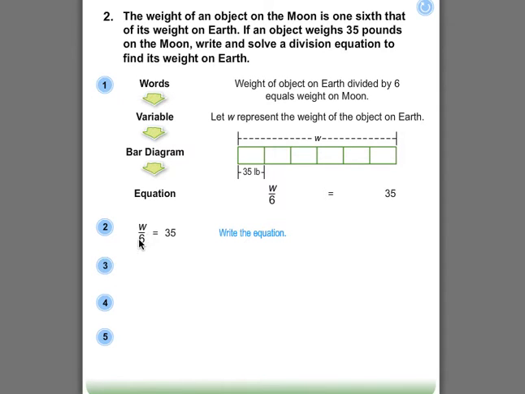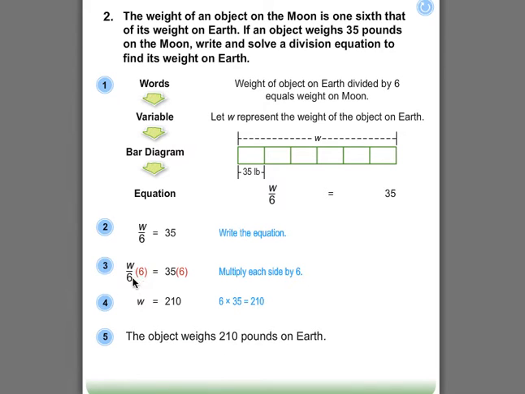Now what we want to do is get rid of the 6. Basically, we need to do the inverse operation of this. So we are going to need to multiply each side by the number 6. So W equals 210 because 6 times 35 is 210, and those two canceled each other out because it's the inverse operation. The object weighs 210 pounds on Earth.